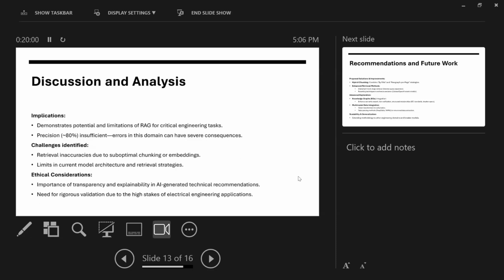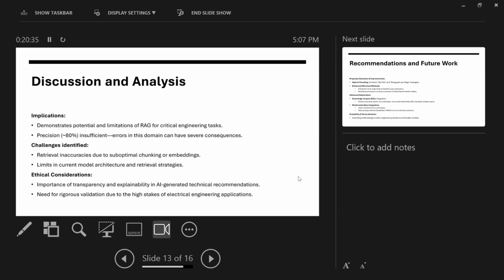So coming up to the end here. This demonstrates potential and limitations of retrieval augmented generation for critical engineering tasks. And the precision shown here, about 80%, is insufficient. Error in this domain can have severe consequences, and it's not acceptable to be 80% precise here. And the challenges identified were retrieval inaccuracies due to suboptimal chunking or embeddings, and this can be solved using other embeddings and other chunking methods.